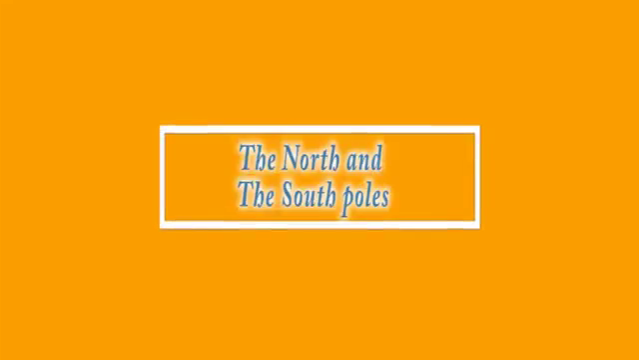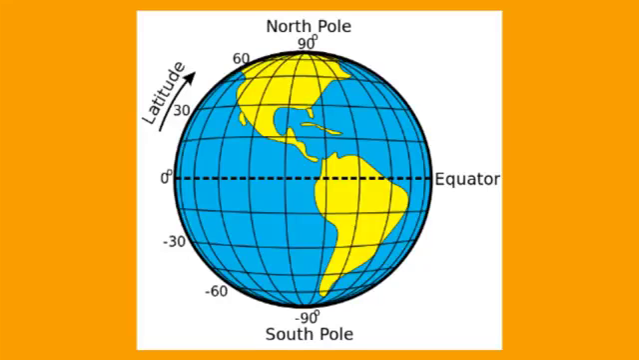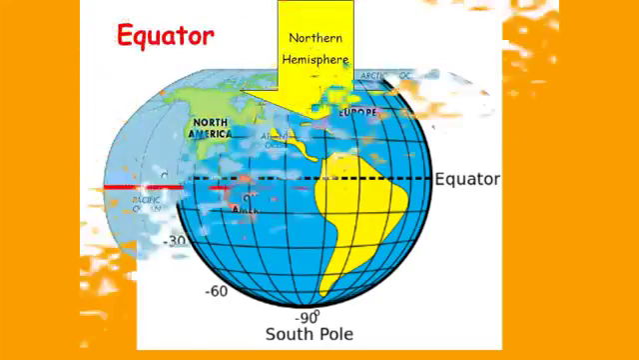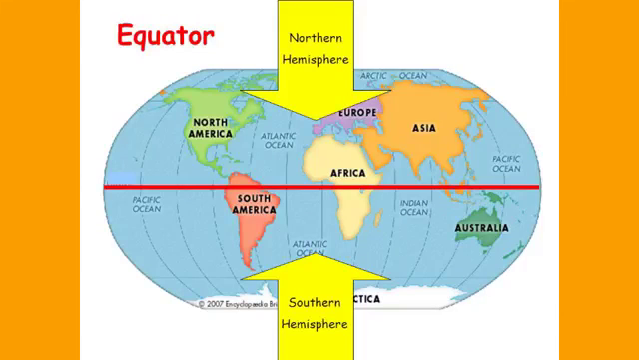The north and south poles. The two end points of the axis of rotation are called the poles. To the north is the North Pole and to the south is the South Pole. The northern and southern hemispheres. Midway between the poles is an imaginary line circling the earth. It is called the equator. It divides the earth into two equal halves called the hemispheres. To the north of the equator is the northern hemisphere and to the south of the equator is the southern hemisphere.